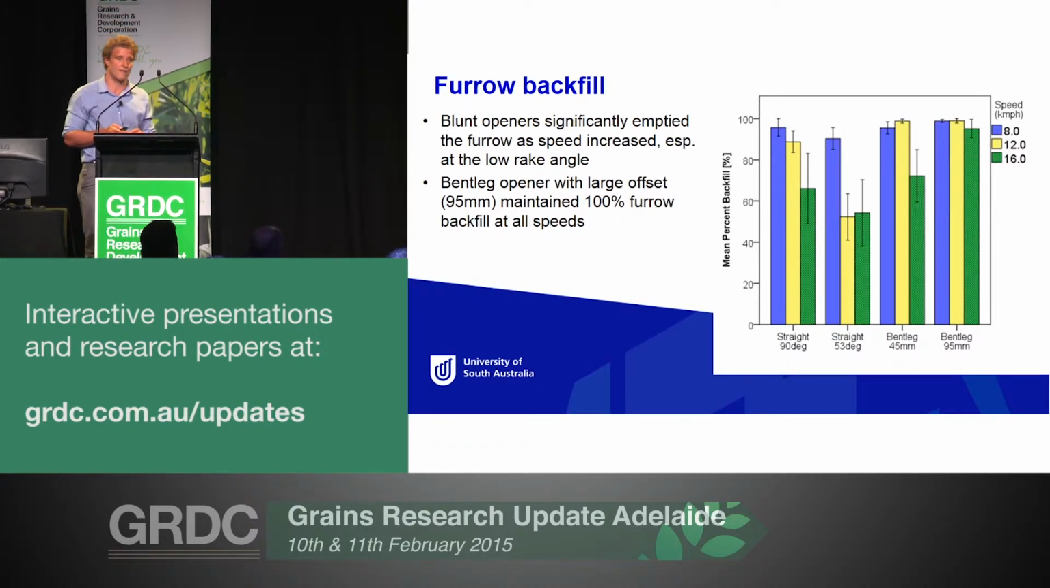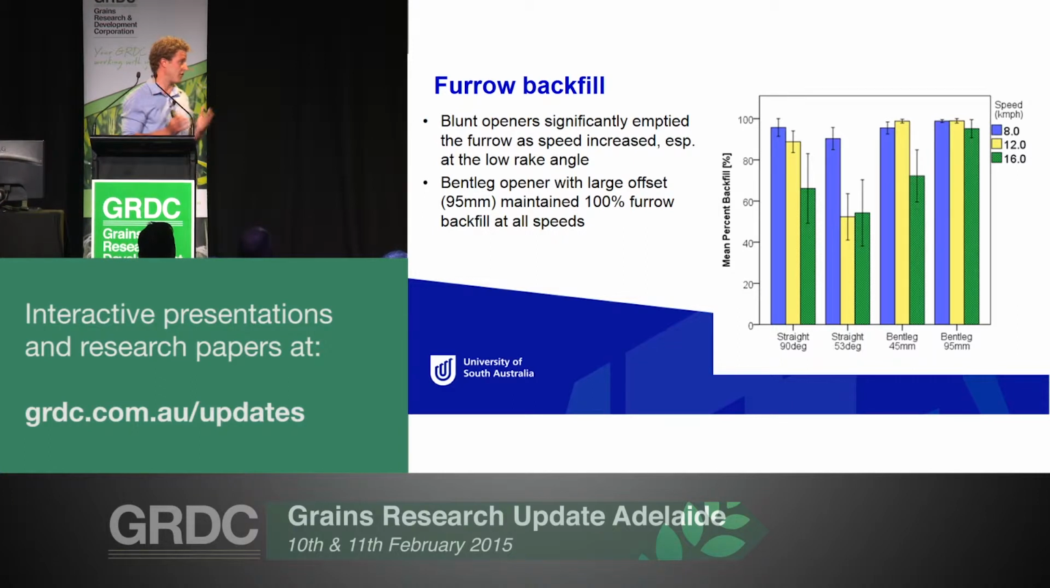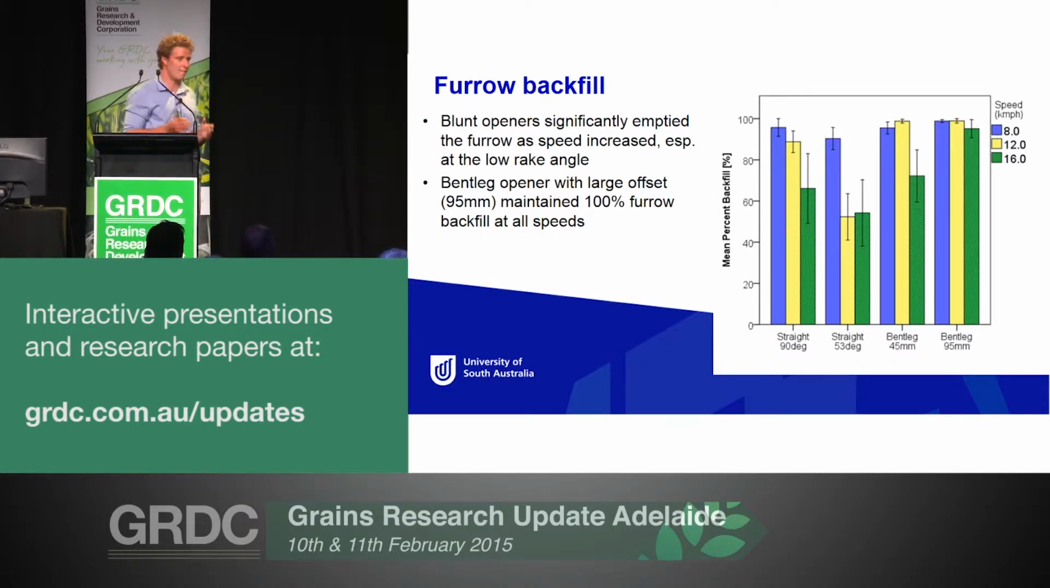It was a similar story for the furrow backfill, or soil that flows back around into the furrow. The Bentleg with the large offset was able to maintain 100% furrow backfill, while the Bentleg with the small offset and the two straight shanks tended to empty the furrow as speed increased. The straight shank opener with the low rake angle at 53 degrees tended to empty the furrow the most.